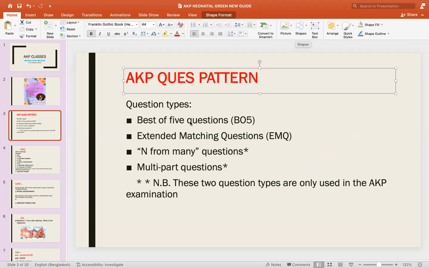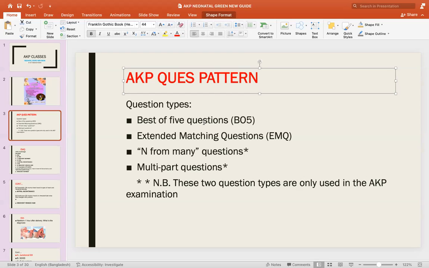Anyone has any confusion before I go to the main session? Anyone has any confusion or any question related to AKP? Today's session is not for part 1, so don't ask any question for part 1. Any question related to AKP? Okay, no question. That means you all are very expert in this AKP question pattern, everything.